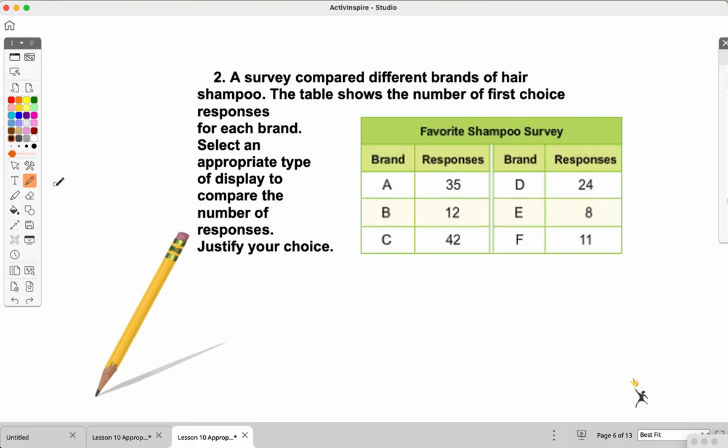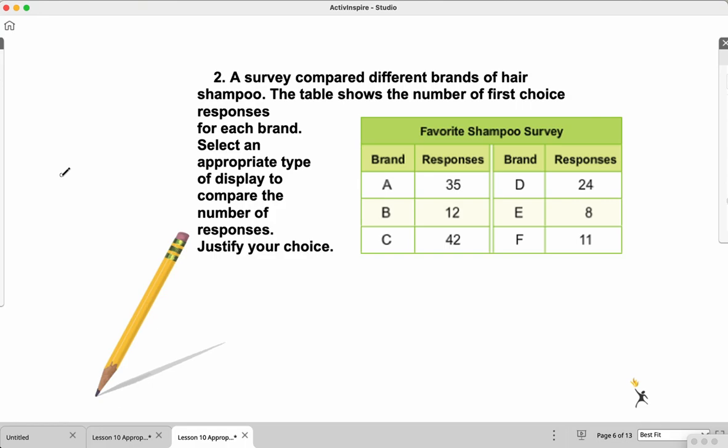After that, let's take a look at this one. If I've got just raw data, not a graph itself, this table shows the first choice variance from the last lesson about the different shampoos. Select an appropriate type of graph that I might use. Well, it does have numbers, but the numbers aren't repeating, so I don't want to use a line plot. It doesn't show change over time. It doesn't show intervals of data.